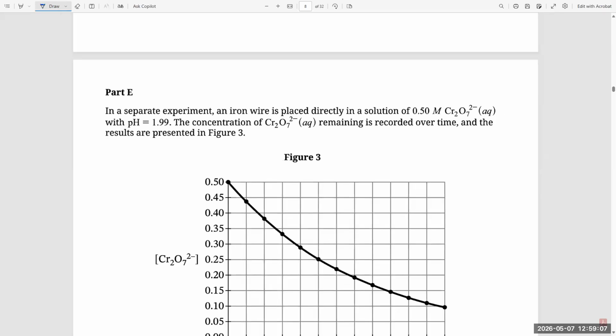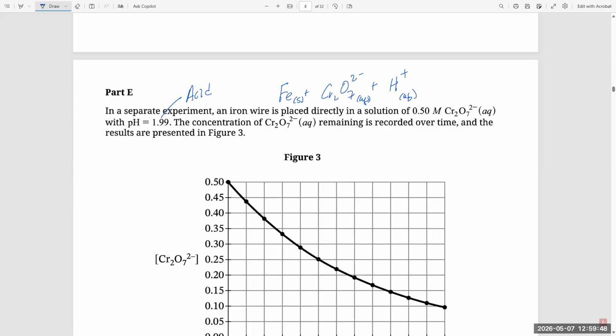Part E: in a separate experiment, an iron wire is placed directly in a solution of half molar dichromate with a pH of 1.99. A couple of notes here, right? I'm going to write down, this is acid. What else we need to know? Well, you can write it out. It's iron, solid, plus dichromate, Cr2O7 2-, and it's in an acidic solution. I'm guessing it's going to be like this, right? Do we need to do that? You don't, but I'm just translating stuff into chemistry.